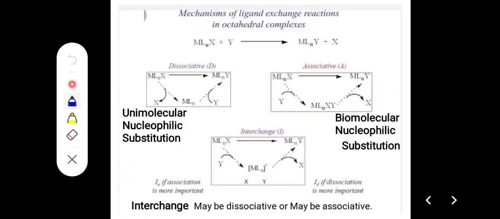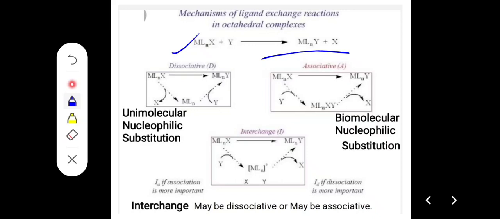Now, the mechanism of ligand exchange reaction in octahedral complexes. There is MLnX. X is the leaving group and L is the spectator ligand. Spectator ligand means those that are not changed during the reaction or after the product formation, and do not play any direct role. X is the leaving group and Y is the incoming group. So we get overall MLnY plus X. X is simply replaced by Y.